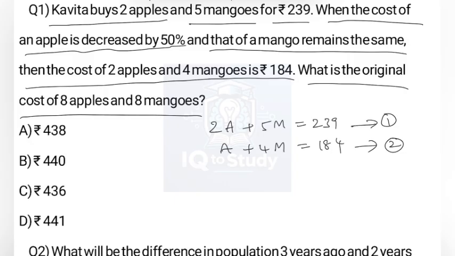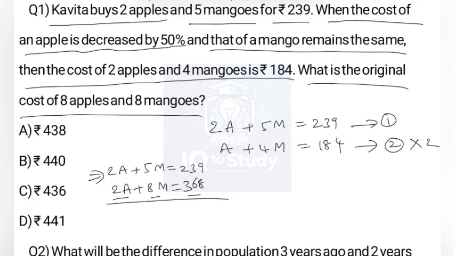Here, for making A equal, let's multiply equation 2 by 2, which implies equation 1 remains 2A plus 5M is equal to 239 with no change, and equation 2 becomes 2A plus 8M is equal to 368. Let's subtract this. 2A gets cancelled and here minus 3M is equal to minus 129. That implies M is equal to 43.